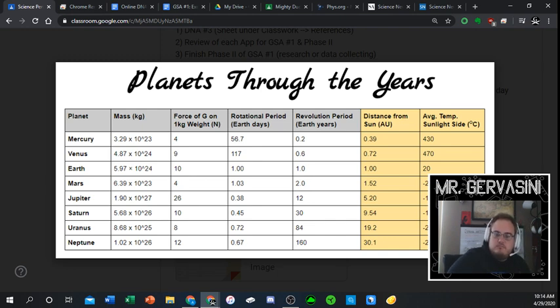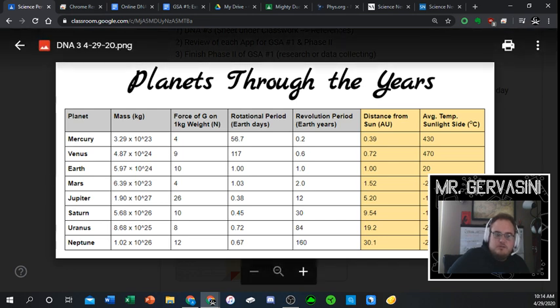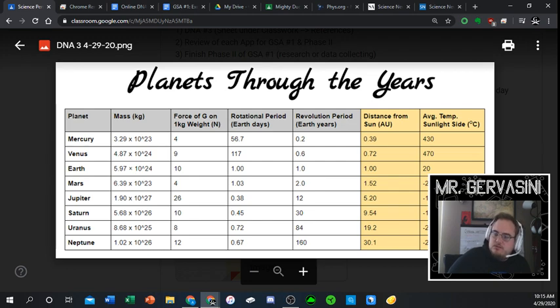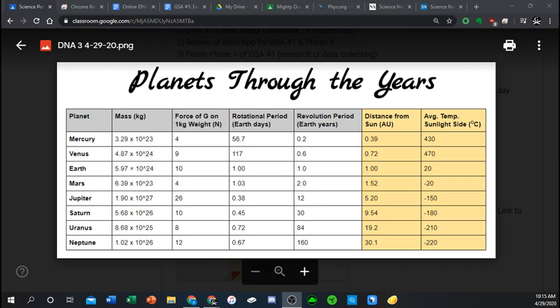Negative 210, next lowest, we have the negative 100s. So we have Saturn, we have Jupiter. Obviously, we're going to go with Saturn at negative 180, because negative 150 is greater than negative 180, right? You guys know your negative and positive integers. After Jupiter, remember we have 20 and negative 20. Negative 20 is less than 20.